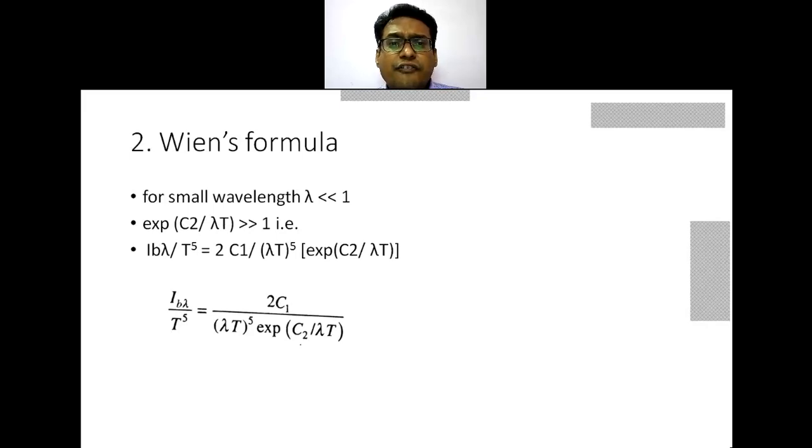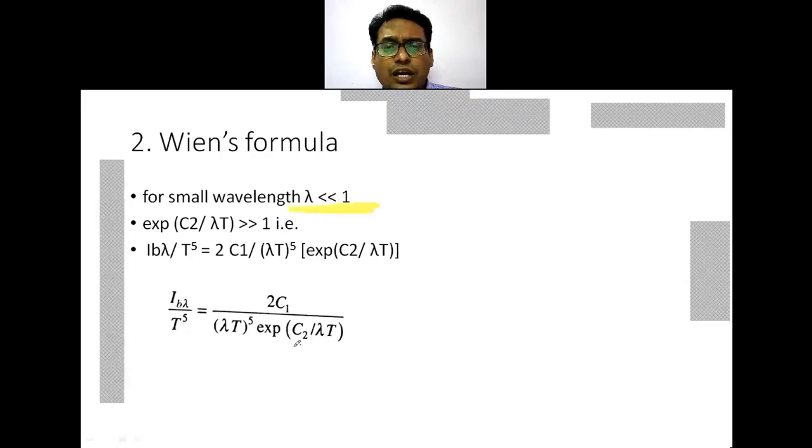Then there is Wien's formula. This is applicable for small wavelengths. Small wavelengths, that means lambda is very much less than 1.